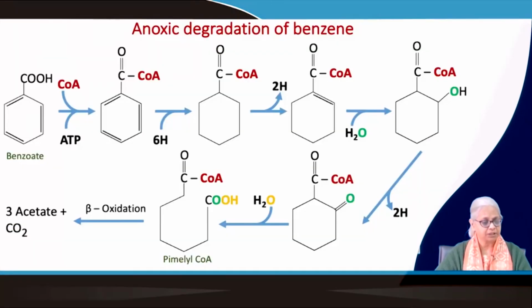So here we have the example of benzoate. It has been joined by CoA enzyme. One ATP has been utilized. Benzoyl-CoA has been formed. Protons have been picked up, and in the entire process pimelyl-CoA has been formed, and then that enters the beta oxidation pathway, where the end point is going to be acetate plus CO2.